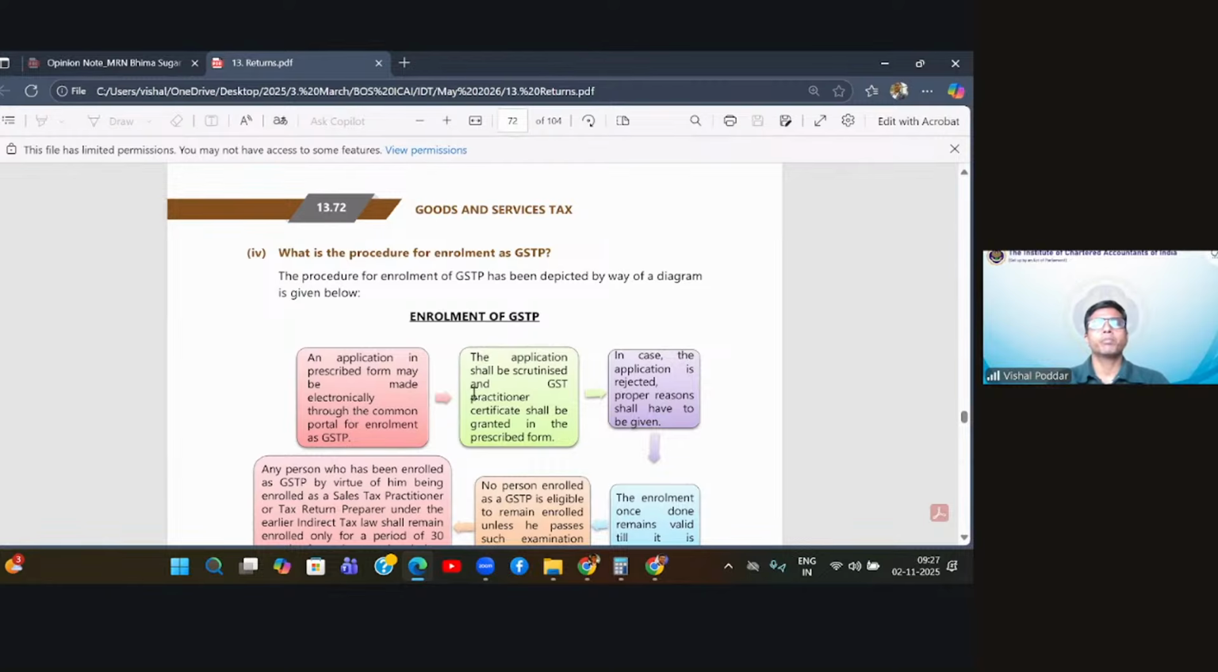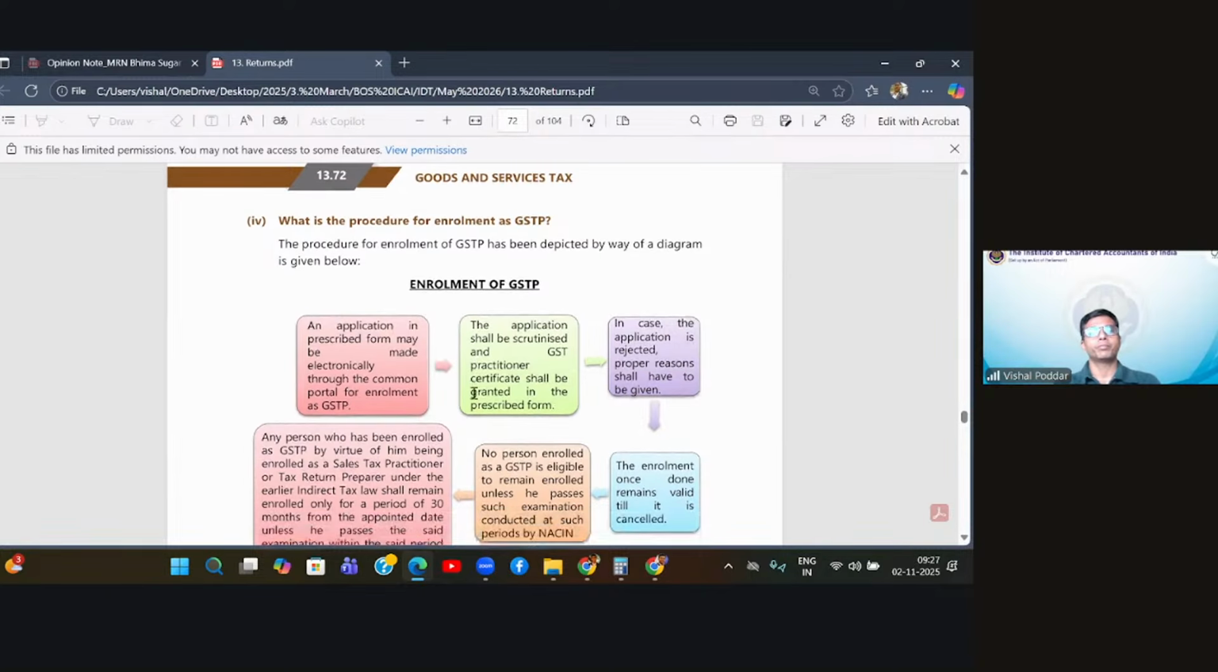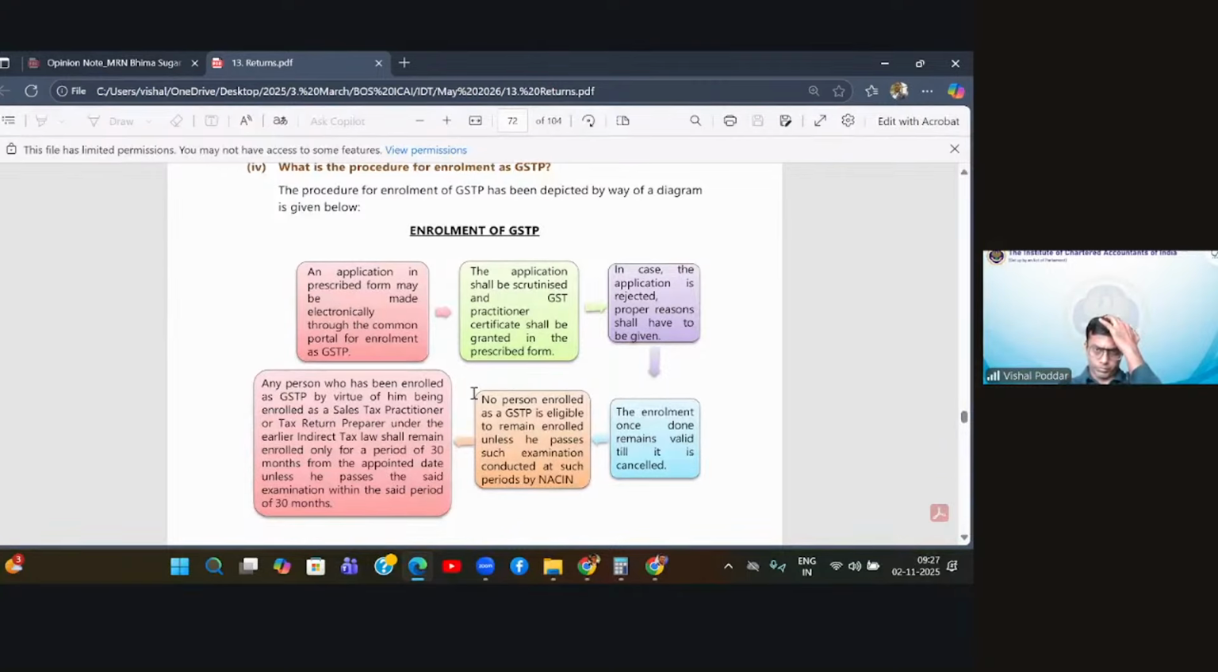Now, how to become a GSTP? Please read. The procedure for enrollment of GSTP is depicted by way of a diagram given below. For enrollment of GSTP, an application in prescribed form may be made electronically through the common portal. The application shall be scrutinized and GST practitioner certificate shall be granted in the prescribed form. In case the application is rejected, proper reasons shall have to be given. The enrollment, once done, remains valid till it is cancelled.